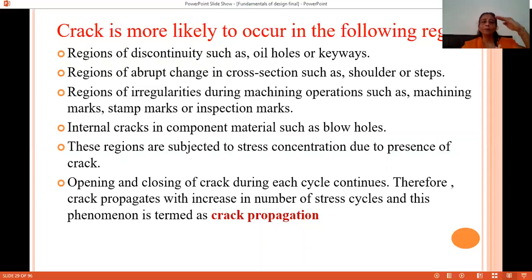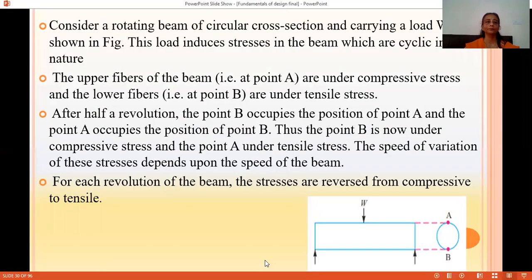So all these components which are likely to have a crack are more subjected to stress concentration because of the presence of the crack. And that crack, which is very minute, will open and close over each cycle as the cycle continues, and there is a propagation of the crack. This phenomenon is known as crack propagation.